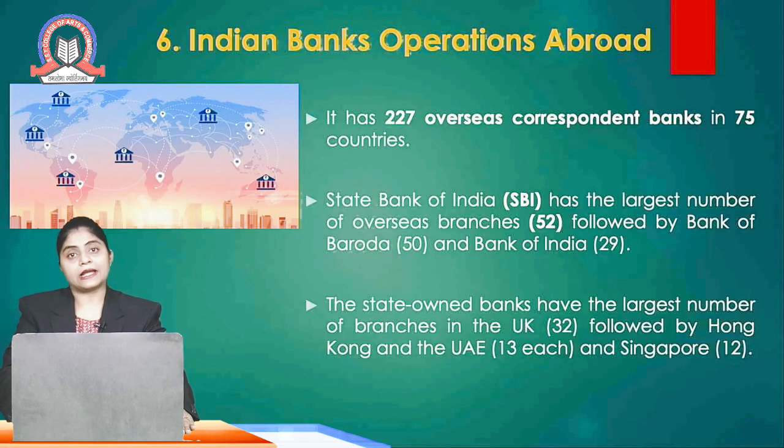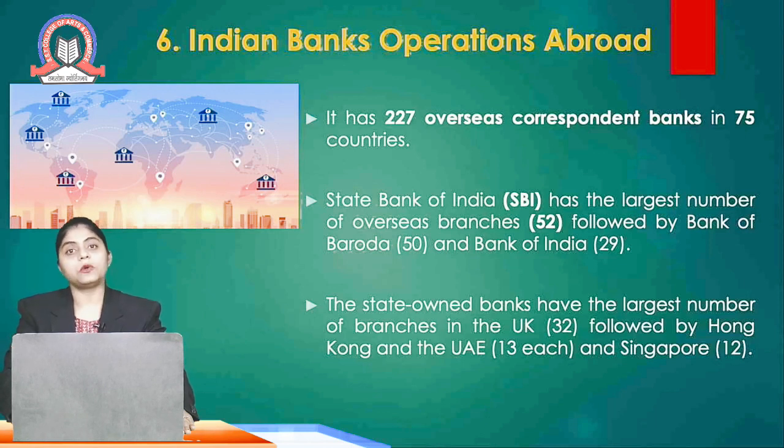Next, Indian banks having branches abroad, operating or doing banking business in other countries. Overall, 227 overseas correspondence banks are there, spread across 75 different countries of the world. The State Bank of India, SBI, has the largest number of overseas branches, that is 52 branches, followed by the Bank of Baroda having 50 branches, and later Bank of India having 29 branches spread in these 75 countries.